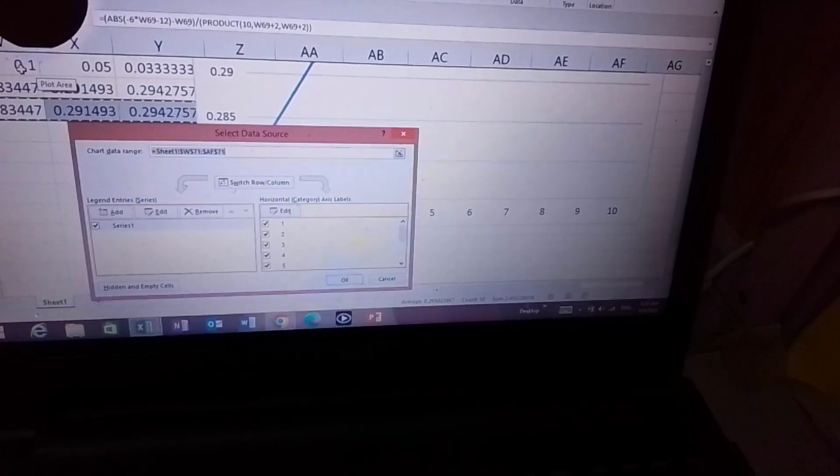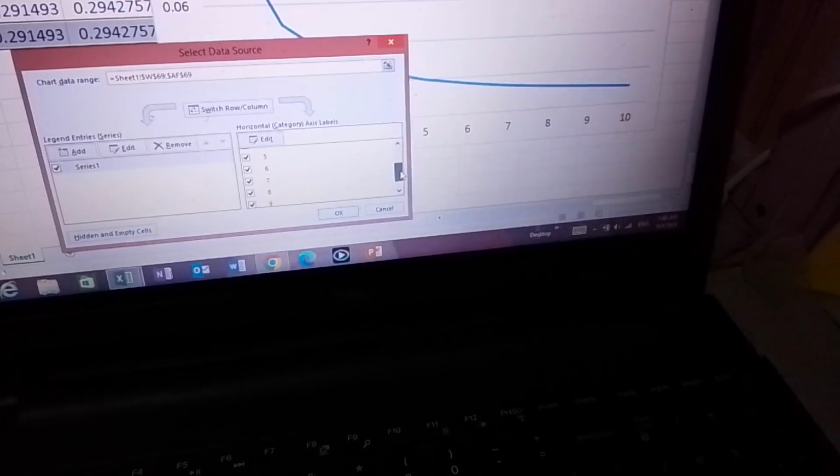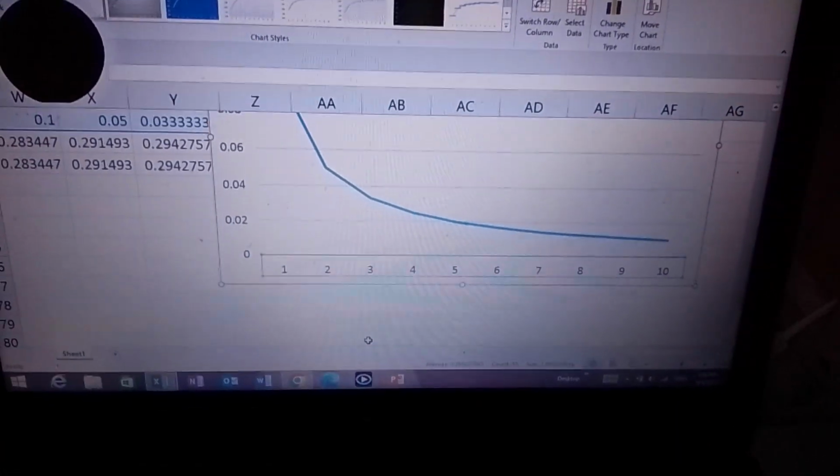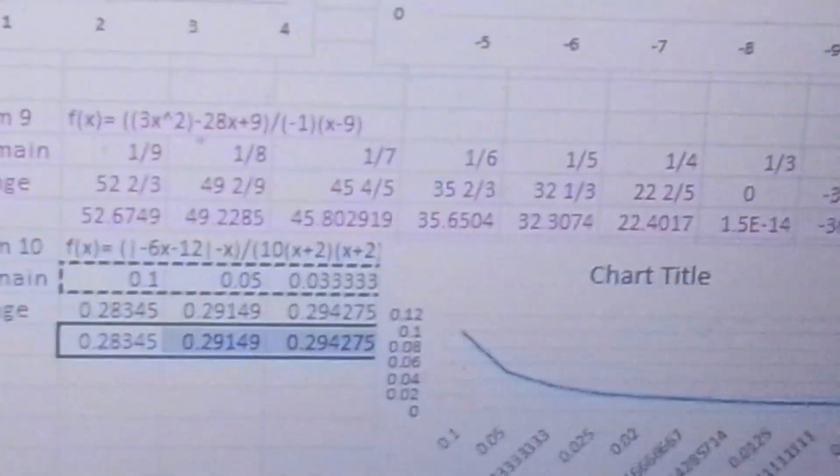To select data, it's supposed to be from here up to this guy. Wait, that's still wrong. Let me fix that for you. So we click on select data and then click on edit. Then click on the cell, the domain, which is this one. Can you see? You can't see it yet, but I will show you. Do you see the highlighted part there? That's the one you have to click. Then press enter. Click on the OK button that you see here.